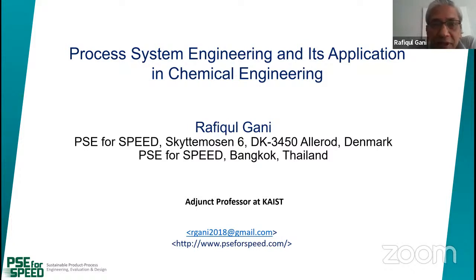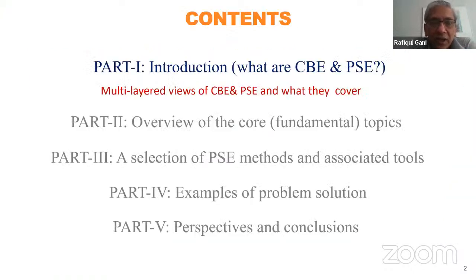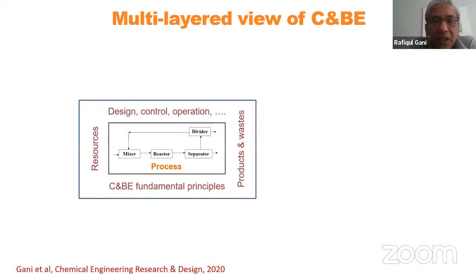So as the session chair said, I will talk about process systems engineering and its application in chemical engineering related to sustainable processes. The lecture is divided into 5 parts. The first part is where I will introduce the topics and the concepts. So starting with what I would call a multi-layered view of chemical and biochemical engineering, the basic objective in our view of chemical and biochemical engineering is that we take resources and we convert them into products that we need for our sustainable society. And in order to do that, we need the process.